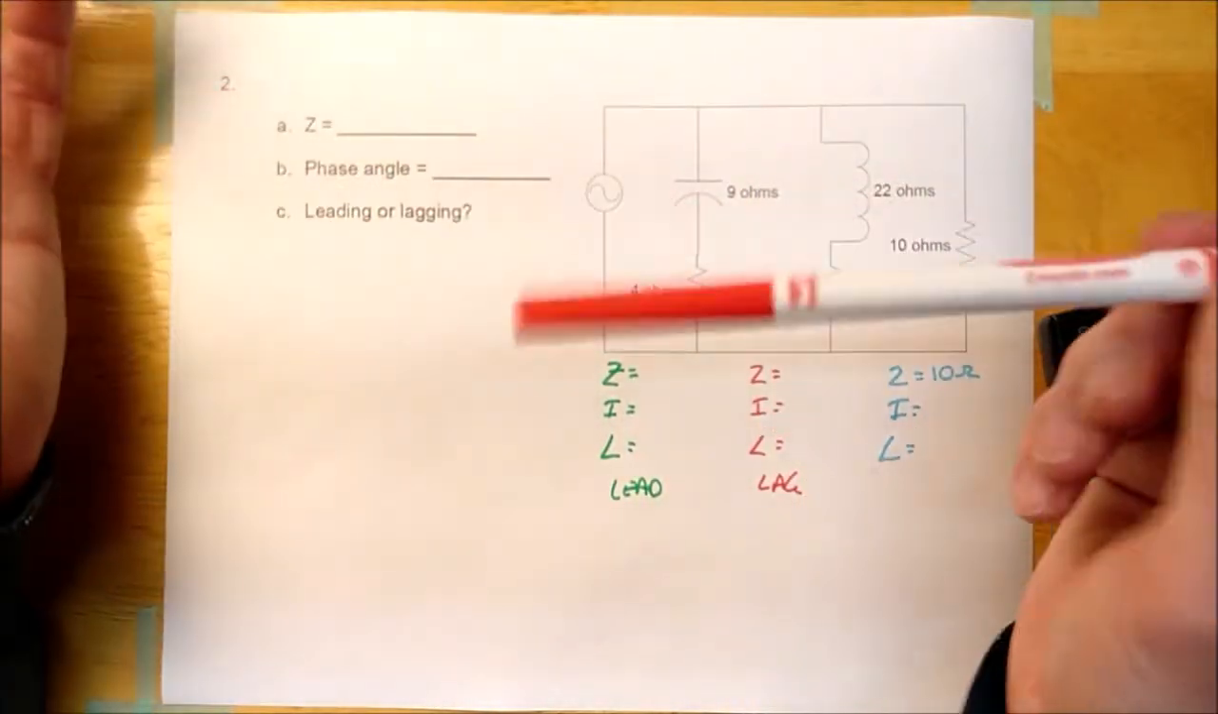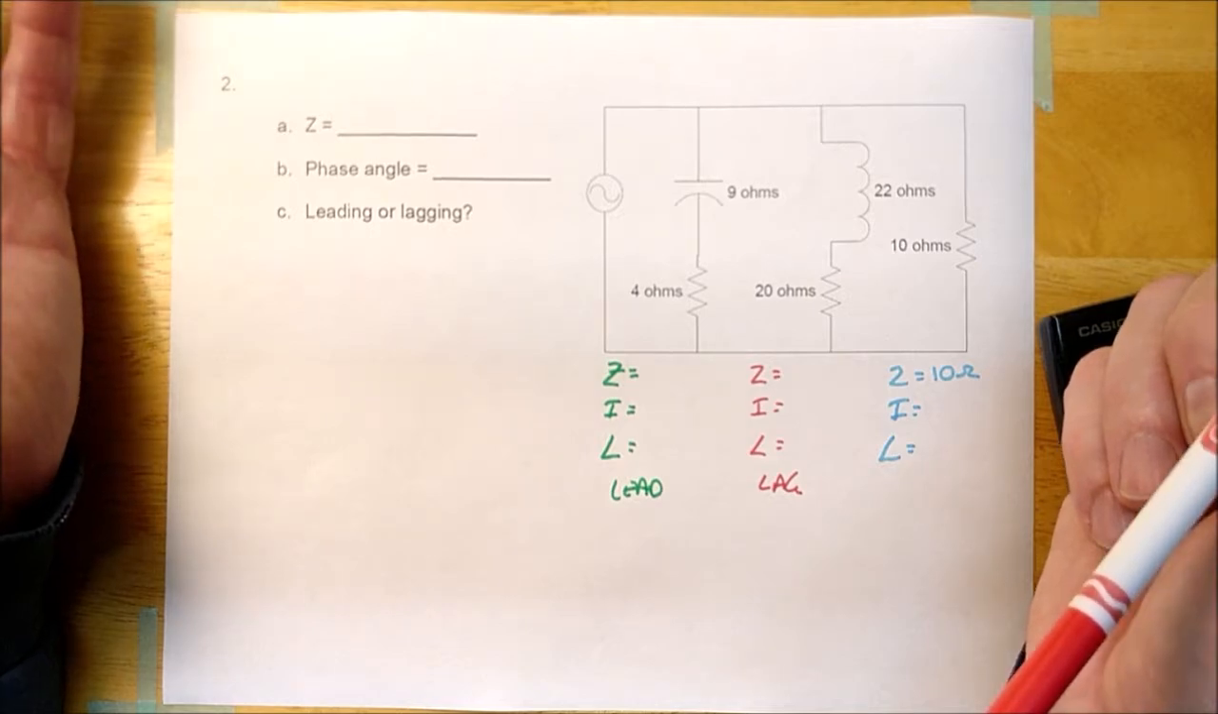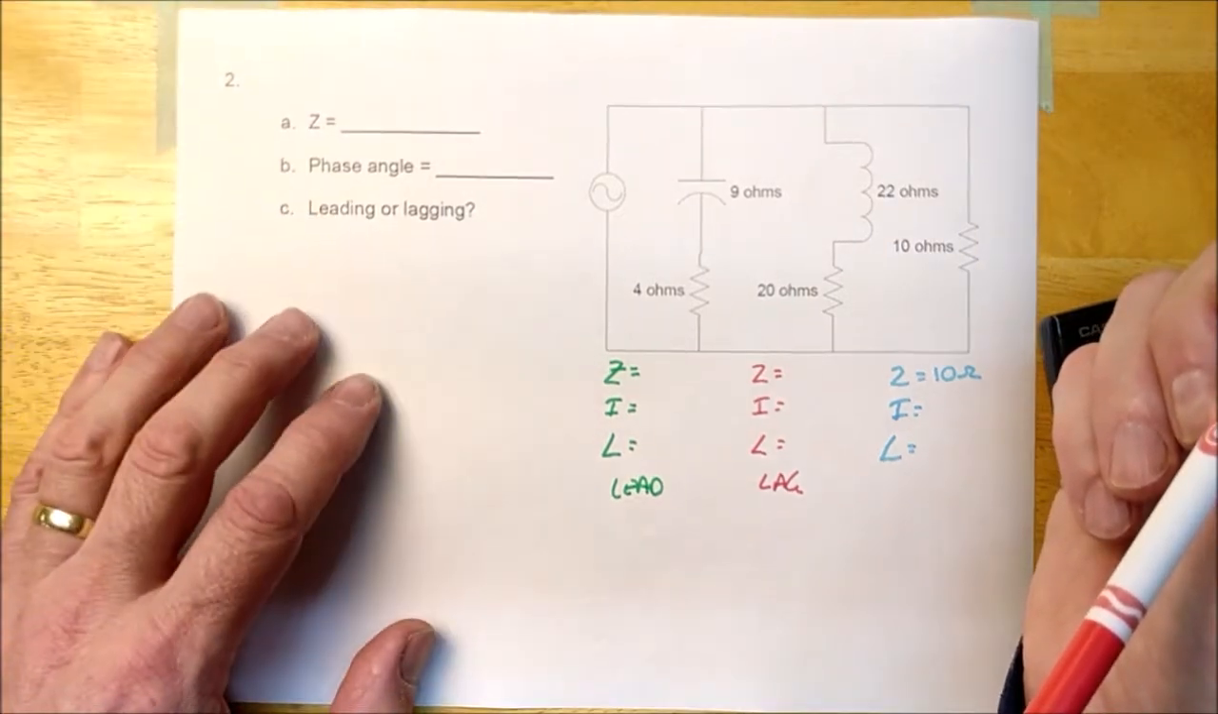Hey guys, welcome back. We're going to do number 2. This is Unit 4, handout 5B. It's going to be the second question, number 2. It's on page 1. And have a look.